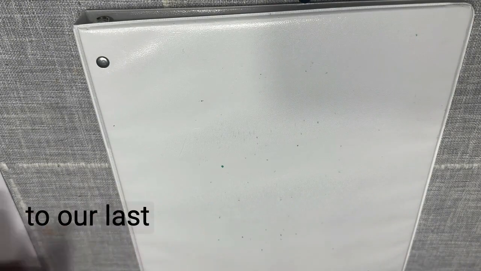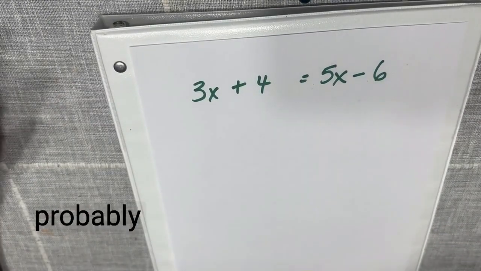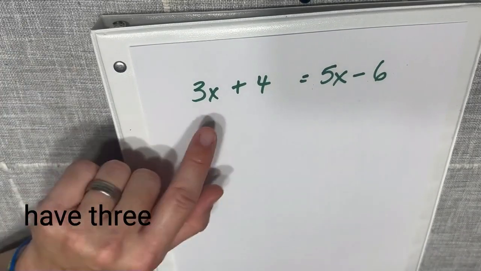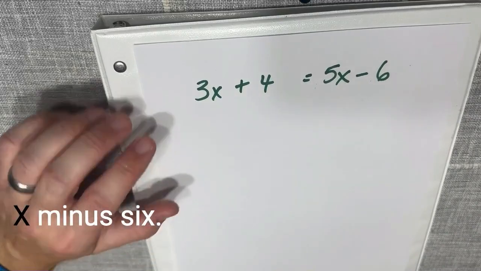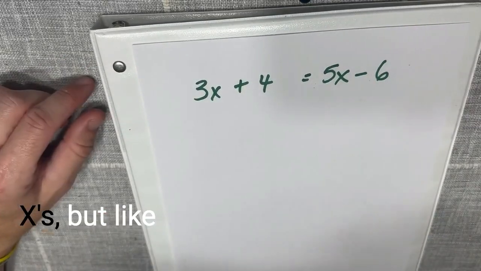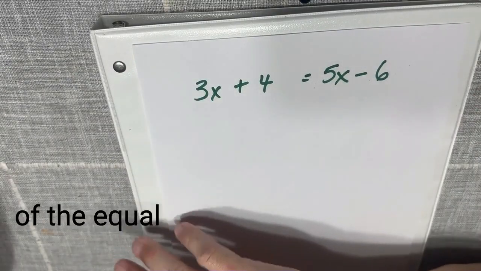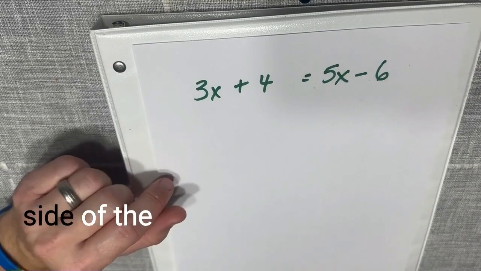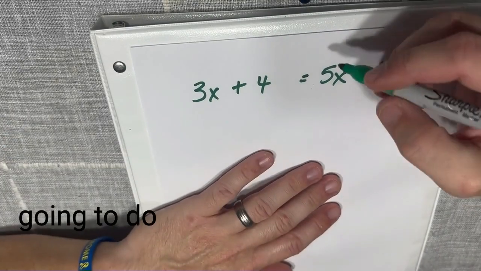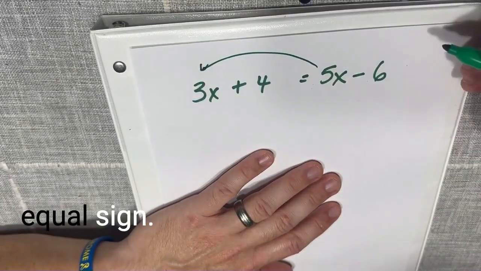Going on to our last question. Okay, so here, I know we'll probably have a round of applause because there's no fractions. I get it. But here we have 3x plus 4 equals 5x minus 6. So again, one variable, we're working with just the x's. But like before, we have an x on the left side of the equal sign, and we have an x on the right side of the equal sign. So what we want to do is get those x's together. So I'm going to take this 5x and bring it over here to the left side of the equal sign.